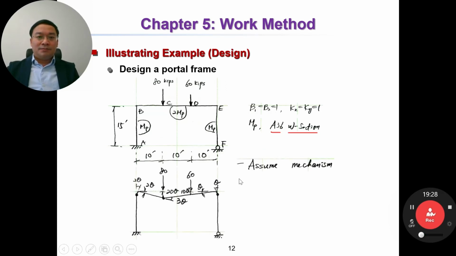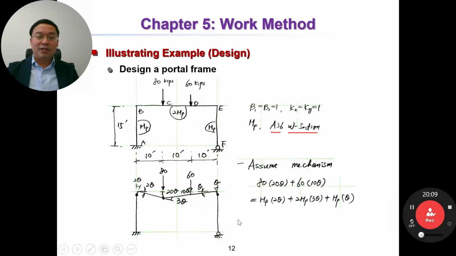Assume mechanism. We assume a mechanism like this. Okay, here is a plastic hinge at this point and this point. Then we assume here is theta, and here also theta, and here is 2 theta, and here 3 theta. The deflection here is 2 theta, and the deflection here is 2 theta, 10 theta. So here we already have the equilibrium set and the displacement set. Okay.